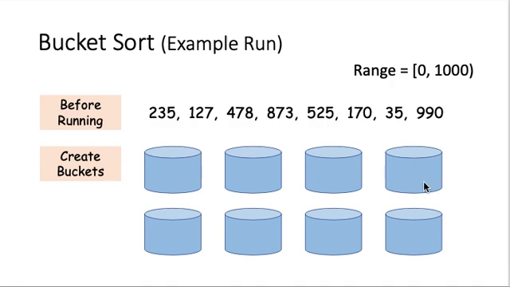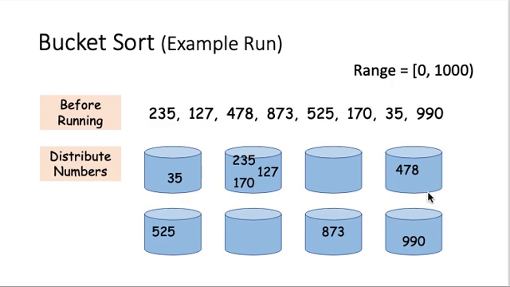Each bucket corresponds to a range of 125 numbers. So this bucket corresponds to the numbers 0, 1, 2, 3 up to 124. This bucket corresponds to numbers from 125 up to 249, and so on and so forth. And this one is probably 875 up to 999, something like this. And what we are going to do next is look at the numbers one by one. When we see 235, we put it into the corresponding bucket. 127, the corresponding bucket. 478, the corresponding bucket, and so on and so forth. So after this, we have distributed the numbers into the buckets.